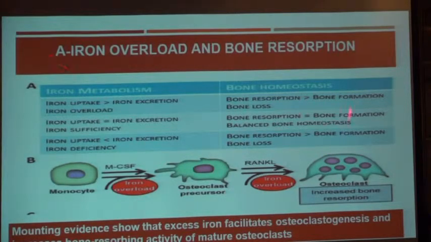As we know, the osteoclast develops from the myeloid cells of the monocyte macrophage lineage, and this process is initiated by the macrophage colony stimulating factor, which leads to the precursors. Then the final differentiation requires the receptor activator of nuclear factor kappa B ligand. This process is enhanced by the presence of iron overload. So iron overload leads to increased bone resorption.